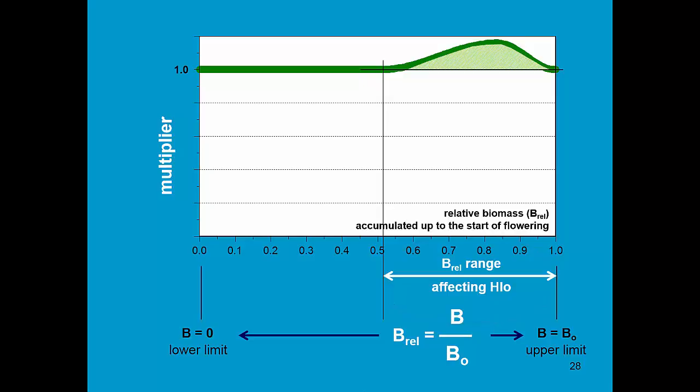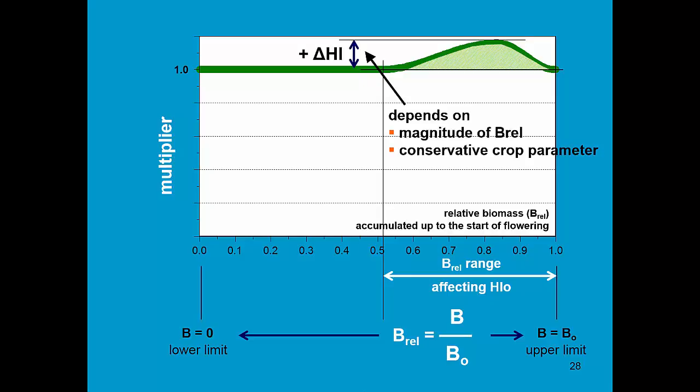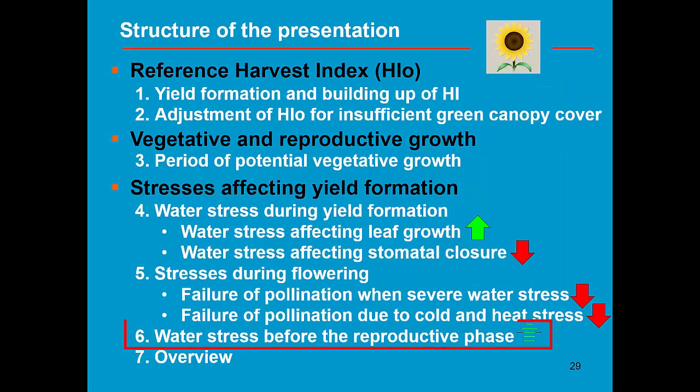Once again, the increase of the harvest index and the period in which the harvest index can be adjusted are conservative crop parameters, and they were calibrated by FAO. So the increase of the harvest index depends on the magnitude of the relative biomass production at the moment of flowering. Water stresses before the reproductive phase can hence increase the harvest index.